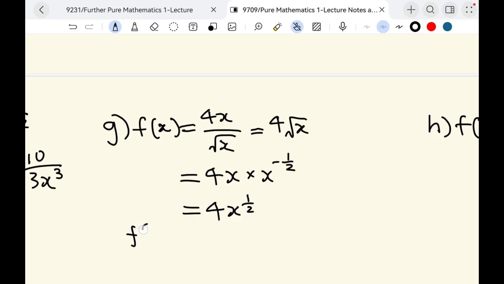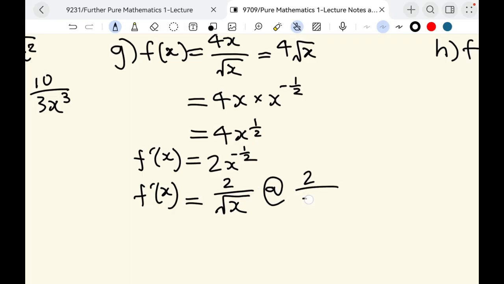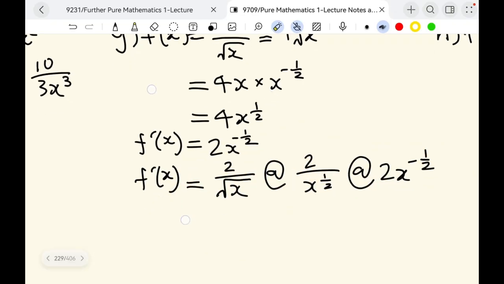So now you differentiate it. You will get 4 times 1 over 2, 2. And then 1 over 2 minus 1 is x to the power of negative 1 over 2. Okay? So therefore, the first derivative for g is 2 over square root of x. Or you can leave it as 2 over x to the 1 over 2. Or you can leave it as 2x to the power of negative 1 over 2. Okay? As long as your first derivative is equivalent to the other form.